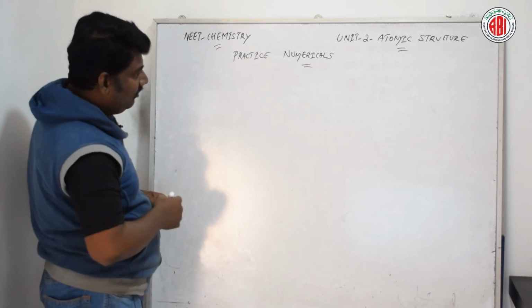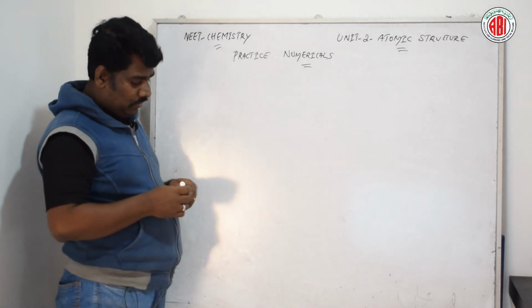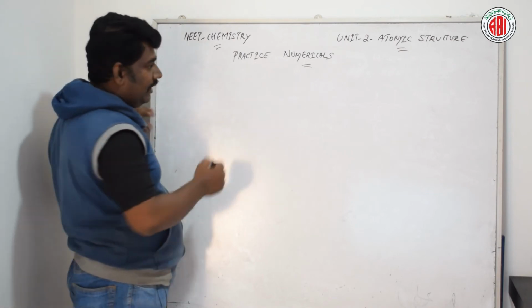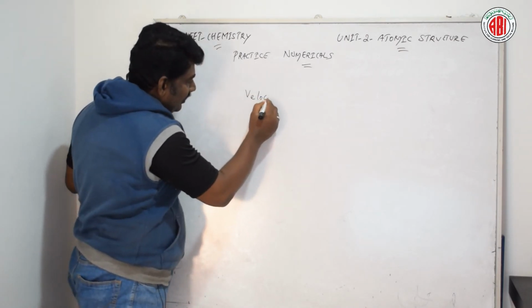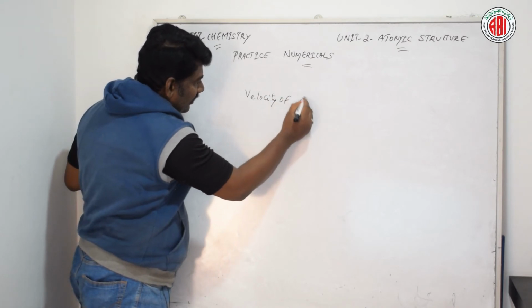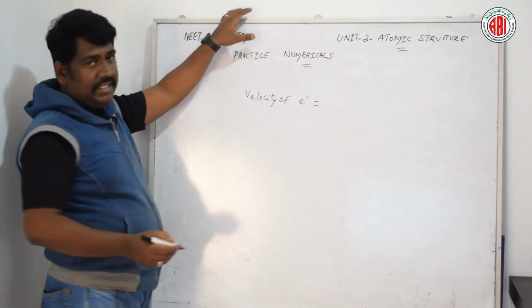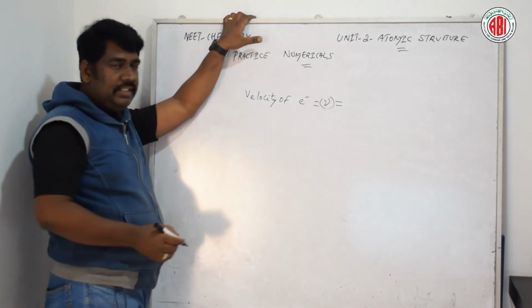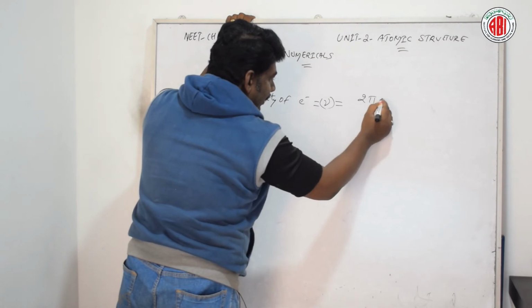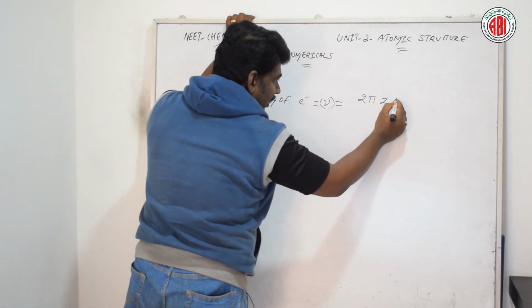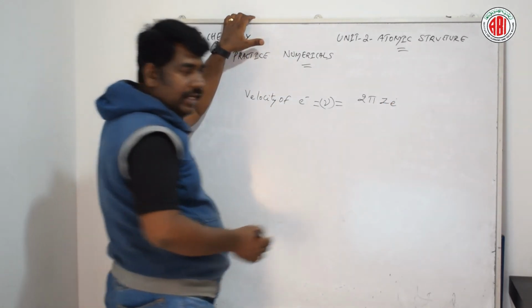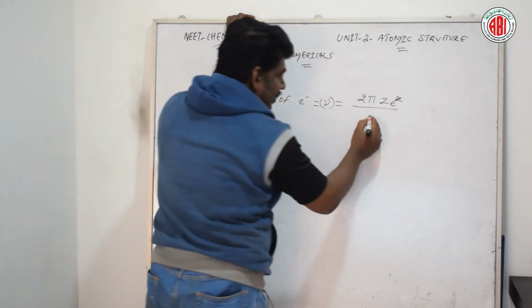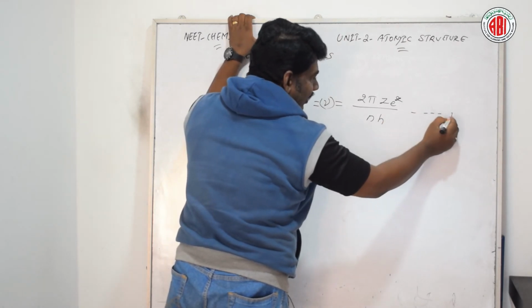So before going to solve this problem, two different equations have to be combined. That is the velocity of electron. So velocity of electron is nothing but, we are using the formula 2 pi z e square, where z stands for atomic number here, divided by n h. This is equation number 1.